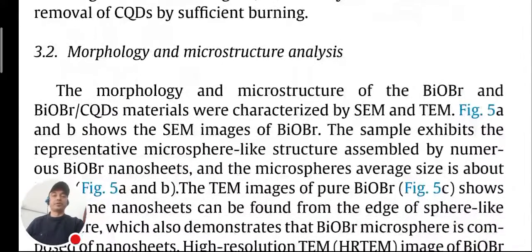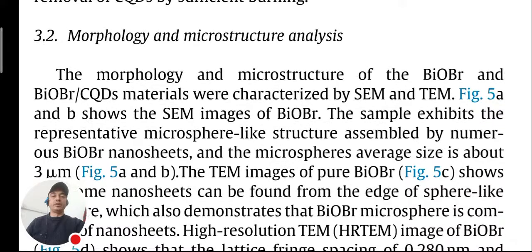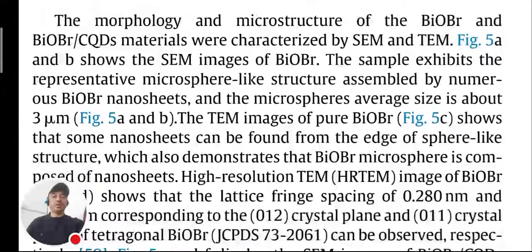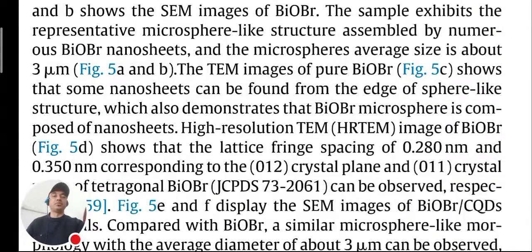Morphology and microstructure analysis. The morphology and microstructure of the BiOBr and BiOBr carbon quantum dots material have been characterized by SEM and TEM. SEM images of the BiOBr sample are attributed to microspheres assembled by a number of BiOBr nanosheets. Every size is above 3 micrometers, and the TEM images of pure BiOBr show some nanosheets can be found from the edge of the sphere-like structure, which demonstrates that the BiOBr microsphere is composed of nanosheets.